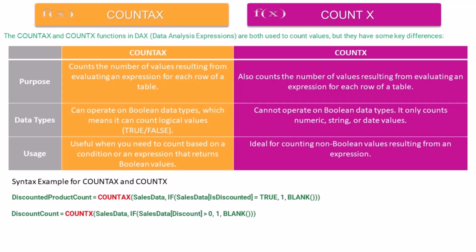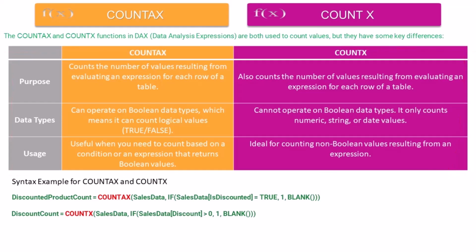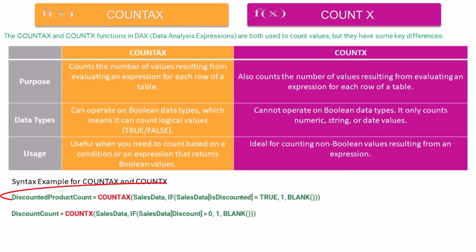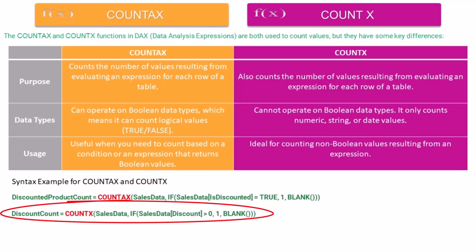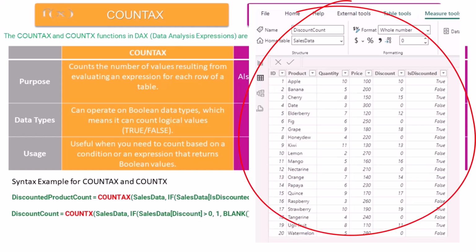So, CountX is useful when you want to count all rows meeting a condition, regardless of blank values, while CountAx is ideal for situations where you need to exclude blanks and potentially handle logical values. But they have some key differences, as we can see on the table below. Here are some specific examples of syntax for CountAx. This formula counts the number of rows where IsDiscounted is true. In CountX, this formula counts the number of rows where the discount is greater than 0. Now, let's use these two syntaxes for our demonstrations. This table will be our sample data.